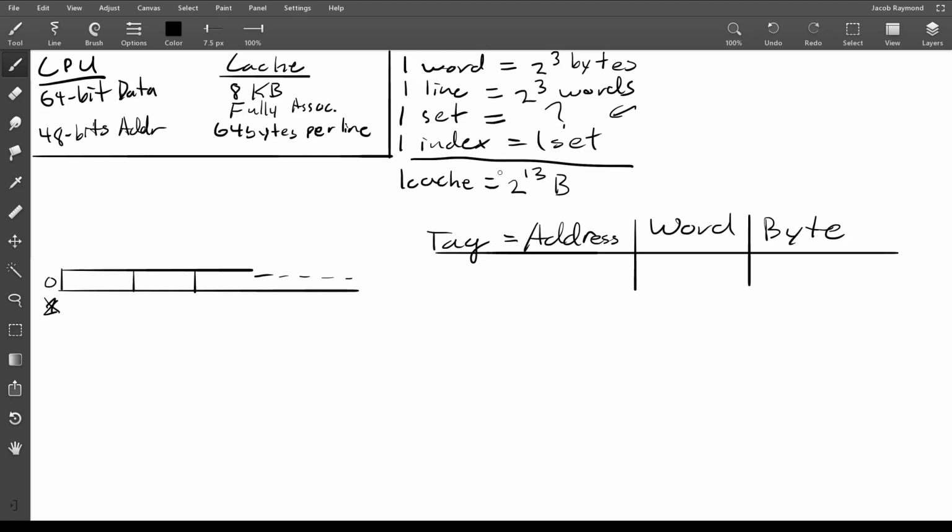So our index portion was 0. Now we'll want to look at the word portion. We see that there's 2 to the power of 3 words per line, and so the word portion is going to be 3. Then we have 2 to the power of 3 bytes per word, so our byte portion is going to be 3. And then the rest of it is in the tag. We know the index is 0, and so we just put the rest of it in the tag. So this is 6. 48 minus 6 is 42. And we're done. The tag is going to be 42 bits. Quite a bit, but it's natural considering that it's fully associative and that we have a fairly large address.